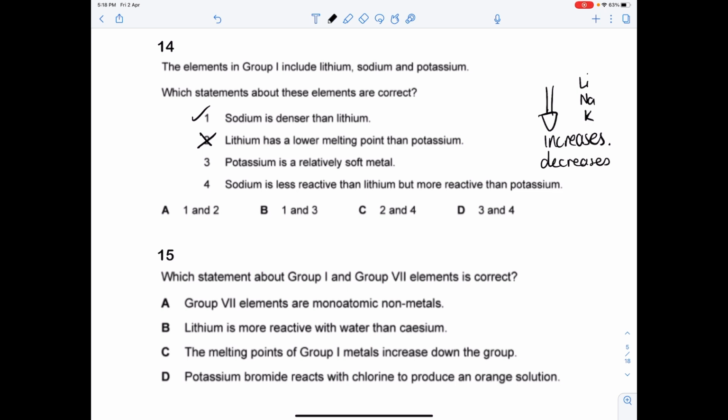Potassium is a relatively soft metal. Well, yes, they're all relatively soft metals. Sodium is less reactive than lithium, but more reactive than potassium. No, definitely not. Potassium is the most reactive out of those three, so no. So the answers are 1 and 3. B.